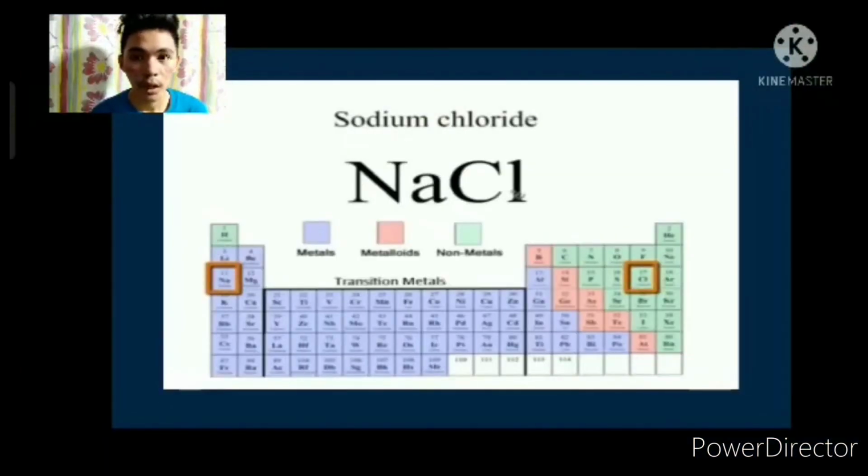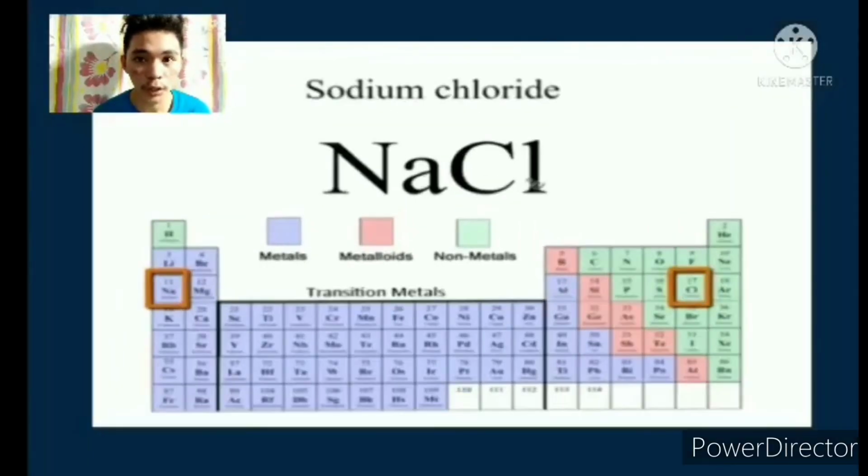So now let's find out how to draw the Lewis structure for an ionic compound using ionic bonding. Let's use sodium chloride, NaCl, as an example. Sodium chloride consists of 2 elements, which are sodium Na, a metal element, and chlorine Cl, a non-metal. Na is in group 1, so it has 1 valence electron, and Cl is in group 17, so chlorine has 7 valence electrons.